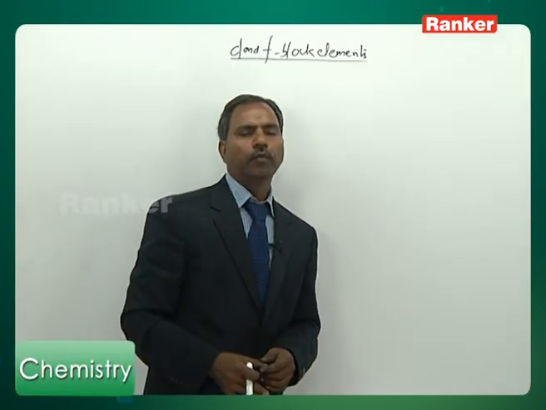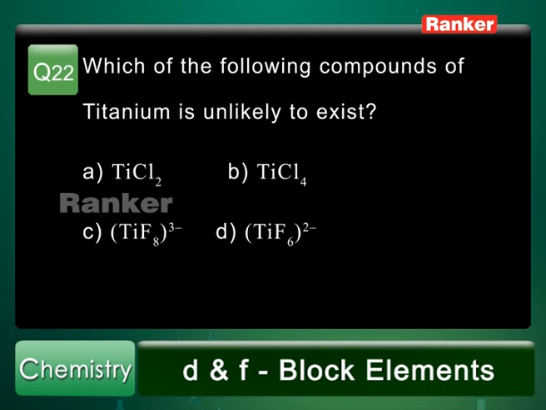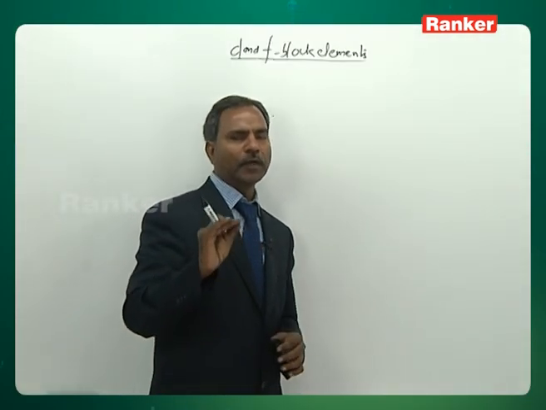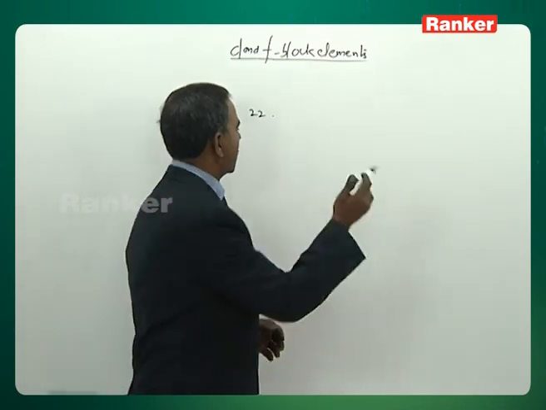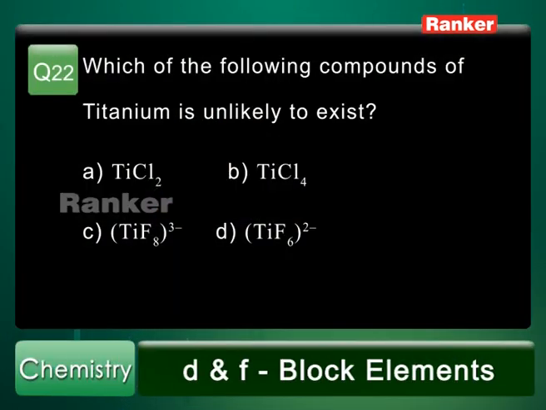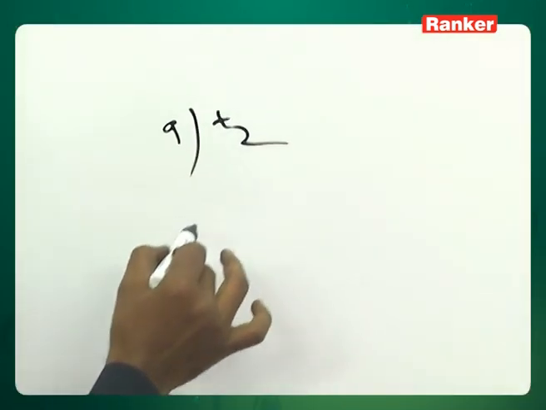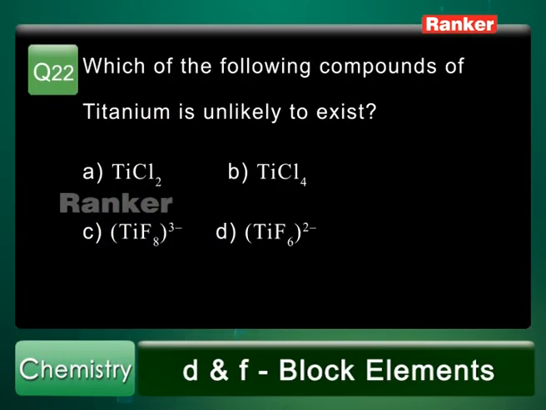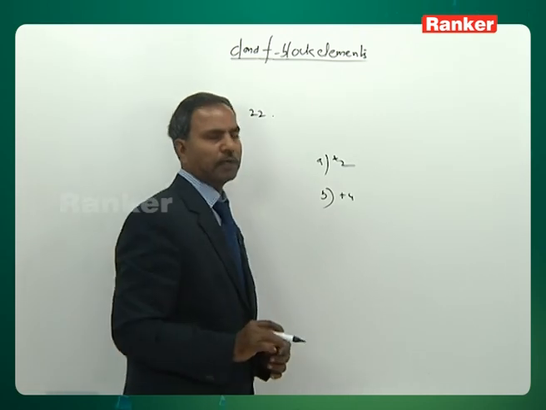Coming to question number 22, which of the following compounds of titanium is unlikely to exist? Wherever such a question appears, see the metal is titanium. Titanium's maximum oxidation number is plus 4. Among options A, B, C, D, the compound in which the oxidation number is more than plus 4 is not existing. Coming to option A, simply given TiCl2, yes, it is plus 2 oxidation number, exists. Coming to option B, TiCl4 is given, yes, plus 4, existing.